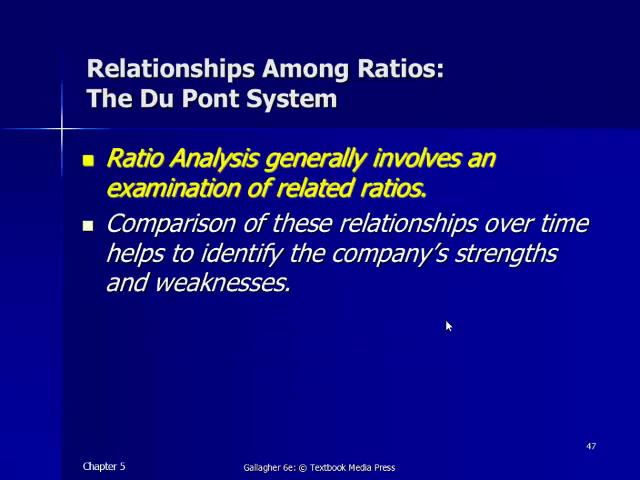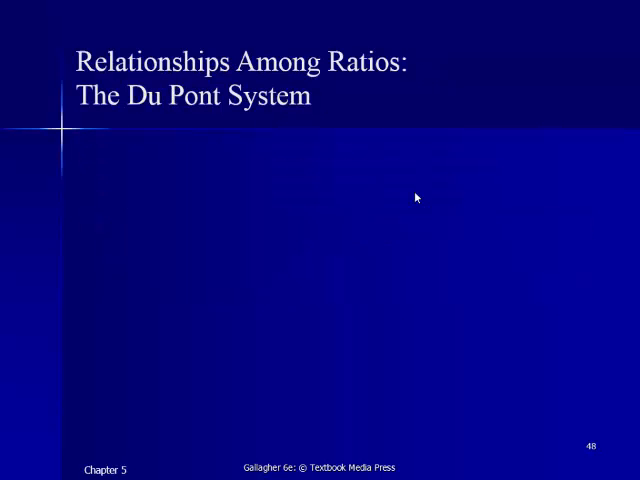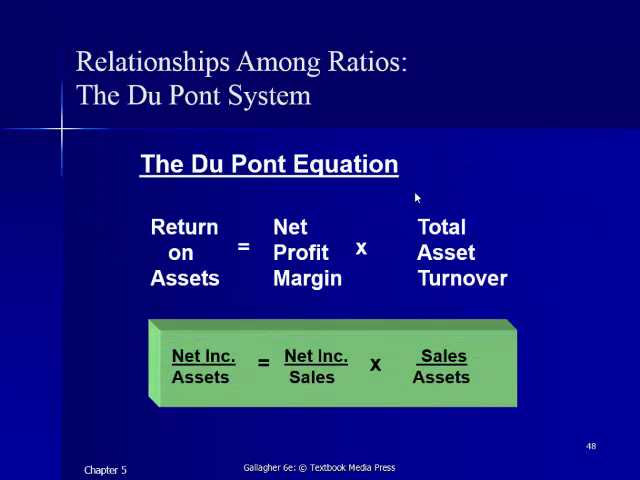Next, we're going to look at how certain ratios interact with one another and why it's important to understand those interactions. They give us some very useful insights as to how well the firm is doing and why it does what it does. The first one is called the DuPont equation. This was created by an internal financial analyst who worked for DuPont Chemical. He made the observation that the return on assets ratio that we looked at earlier is equal to the net profit margin times the total asset turnover.